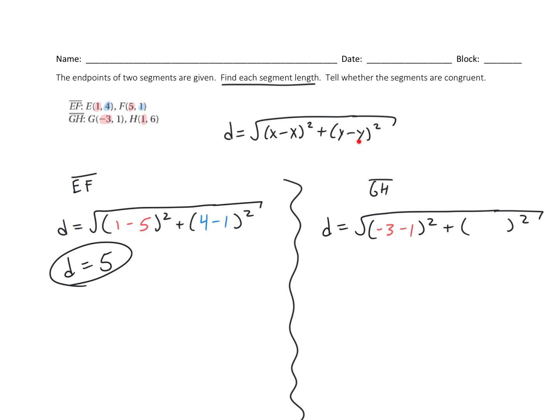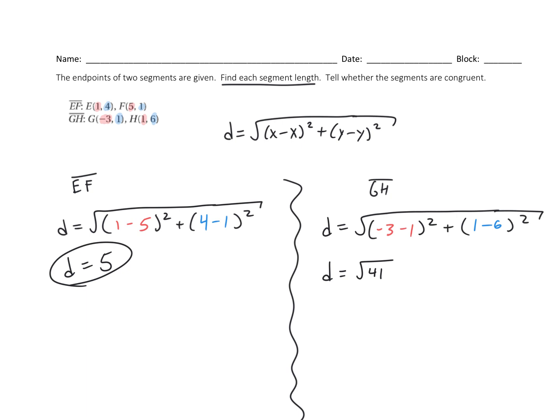Then it's y minus y. Let's do that in blue. So 1 and 6. So in our formula, 1 minus 6. Once again, I'm just typing it directly as it's written into my calculator. And when I do that, I get D equals square root of 41.